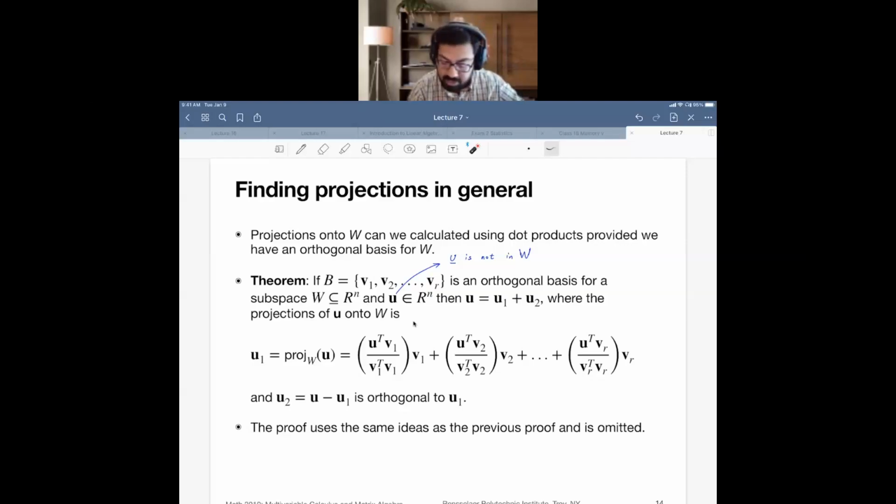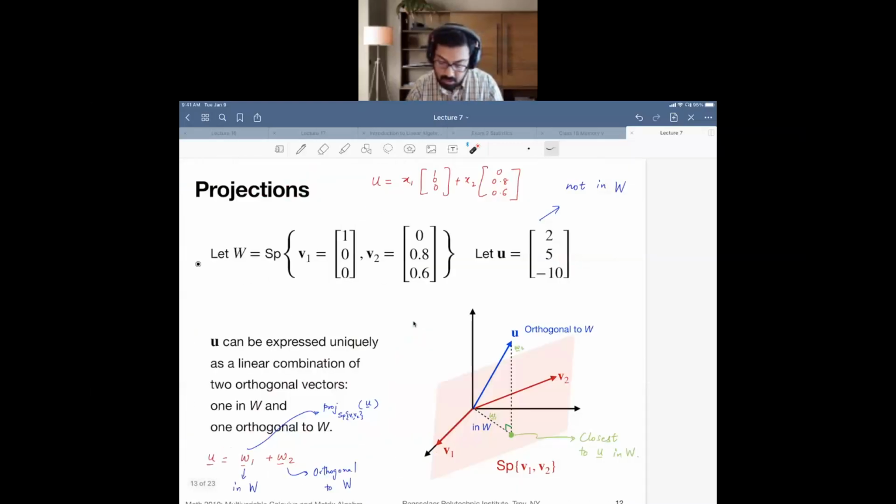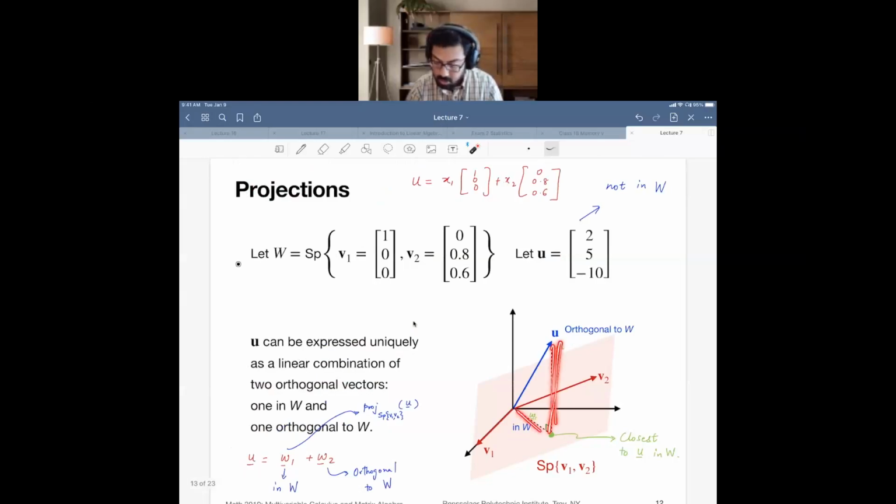Last time, what did we have? We only had V1 and V2. Now I'm saying, what if we have r vectors? Well, you would simply continue to do that for r vectors. You would find dot products and you would divide by the norms. Now, once you get this projection, U1, U is your original vector. U1 is the projection. So U2 is just whatever remains, U minus U1, which will be orthogonal to U1, right? Just as we had W2 to be orthogonal to W1.